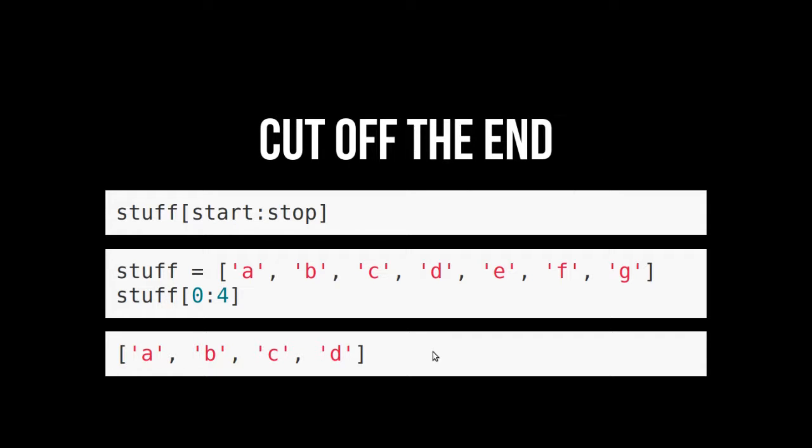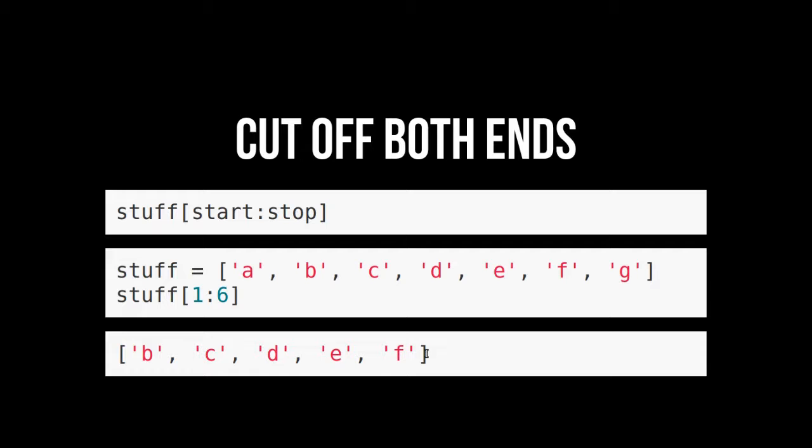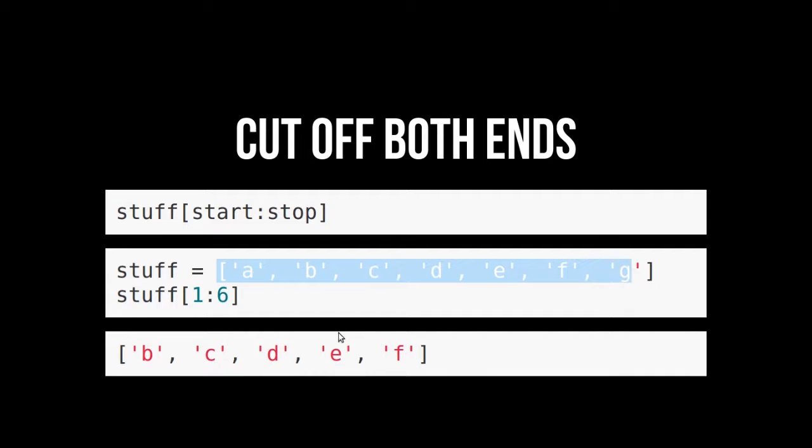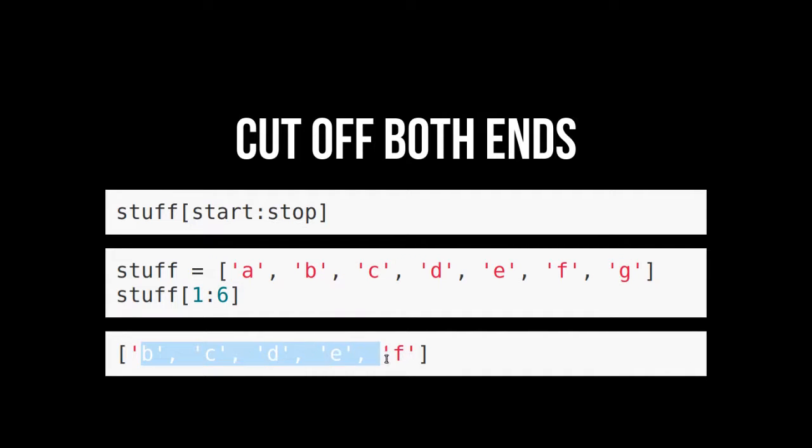You can also cut off the end. Here's a good example. We're going to start at 0 and then stop at 4. So yep, we got 4 items. We can cut off both ends if we want. Instead of 7, we're going to 6. Instead of 0, we're going to 1. So we're cutting off both ends, and that happens as we expect. Instead of A, B, C, D, E, F, G, we get B, C, D, E, F.